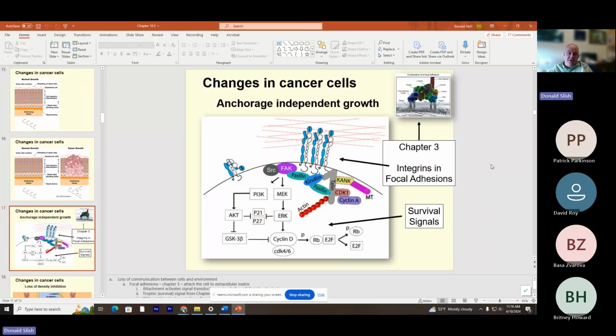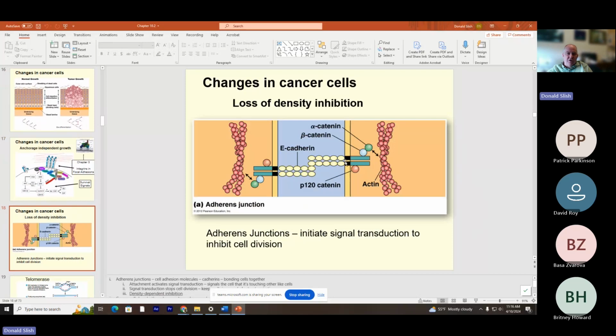Oh, so normally they have to be connected to collagen. So cancer cells have to find a way to inhibit apoptosis and activate their survival signals without the focal adhesions attaching. Also, you've got your cadherins, and cadherins are telling the cell that they're attached to other cells, and so they should stop dividing. You know, the tissue's full now. Don't make more cells because we're all packed together already.